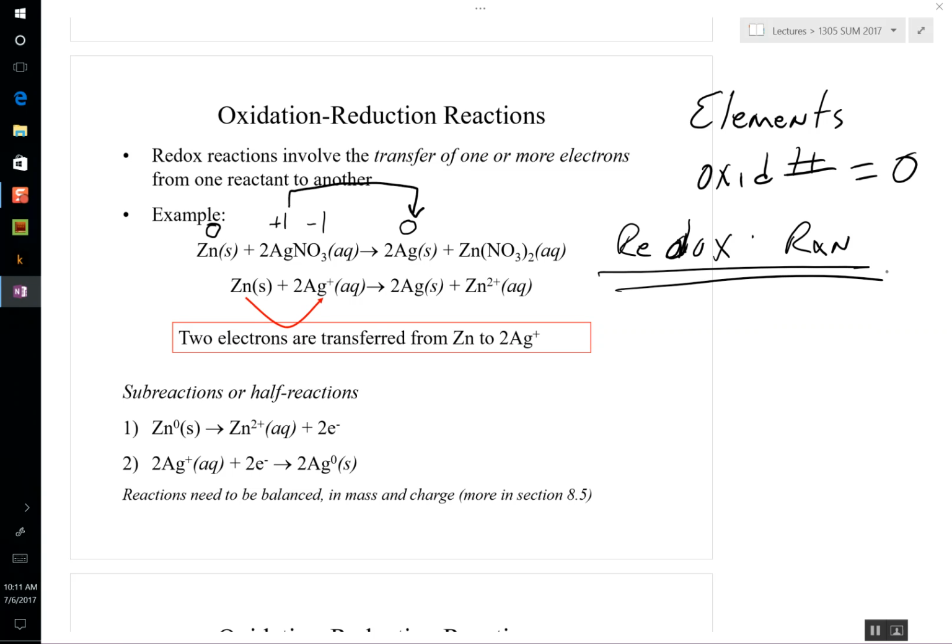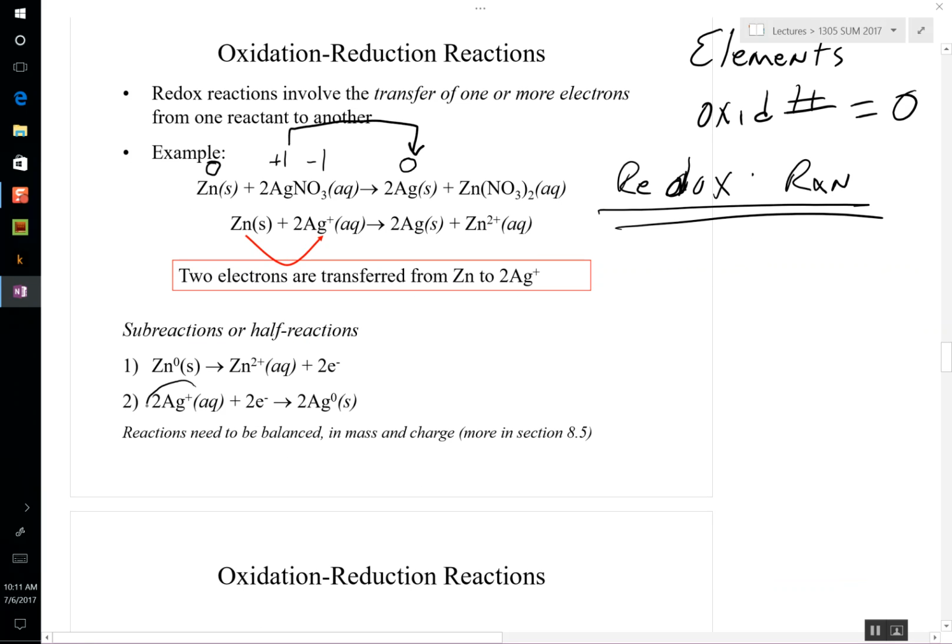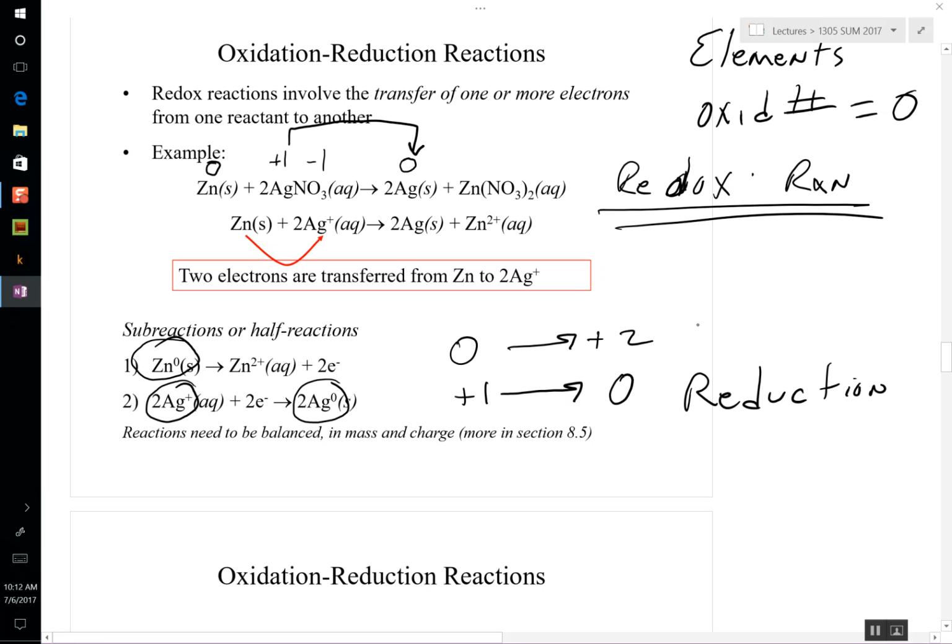Okay, reduction means lower charge. The charge has reduced, gone down. So where has the charge gone down? The +1 silver has gone down to 0. So it's gone from +1 to 0. That's reduction. The zinc went from 0 up to +2. Its charge went up from the reactant to the product, was an increase in the oxidation number. It got oxidized. That's oxidation.